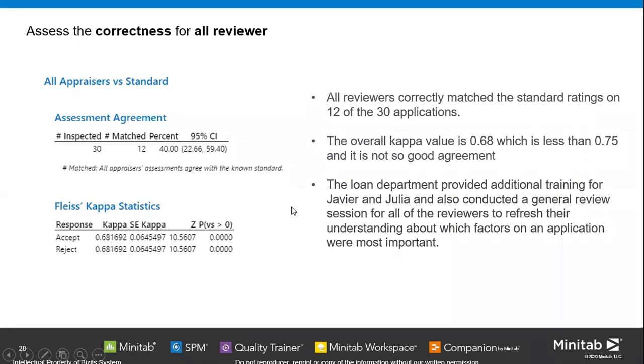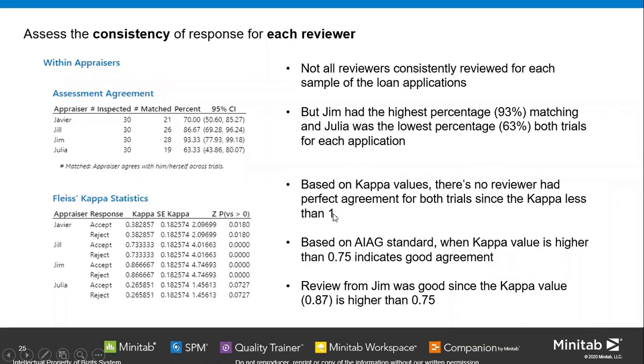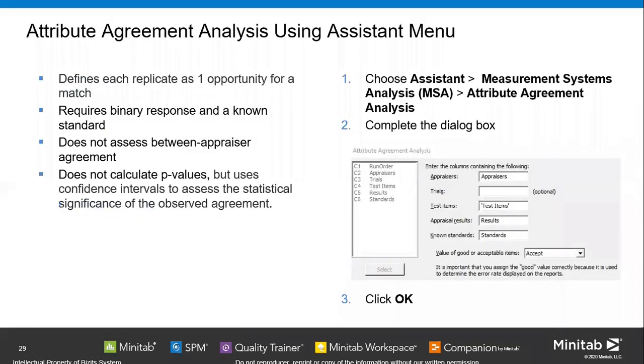So based on this agreement analysis, you want to check the consistency of response for each reviewer, the correctness versus the standard, the consistency between the reviewers themselves, and the correctness across all reviewers. So you can get this if, let's say, your data is a qualitative data set. Okay, and then we have another way to do the attribute agreement analysis, also using the Assistant menu button.